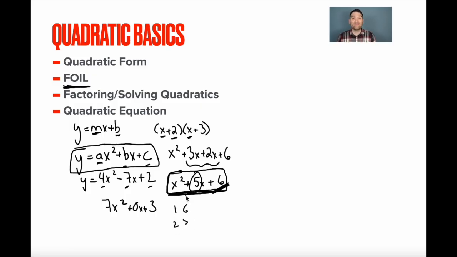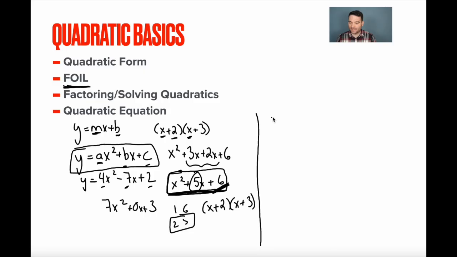Then you look at the middle term and say, okay, of the numbers that I have here, 1, 6 and 2, 3, which ones of these add up to 5? Well, 2 and 3 do. So that tells me that when I repackage it, it's going to look like this. X plus 2 times x plus 3. Okay, now I'm just going to add one little step.